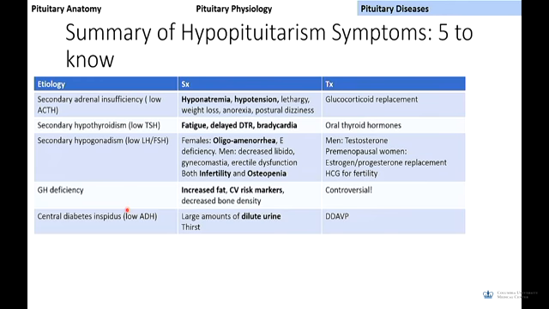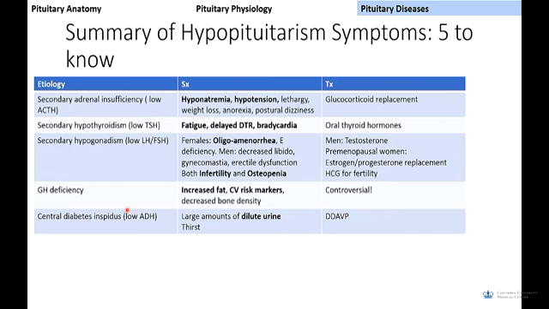You can go through them on your own, but the symptoms are basically what you would expect. I've bolded the most important. So with low ACTH, you're going to have hyponatremia, hypotension. Low TSH, you'll have fatigue, delayed deep tendon reflexes, and bradycardia. With secondary hypogonadism, you'll have either oligomenorrhea or amenorrhea. You can have infertility and osteopenia.